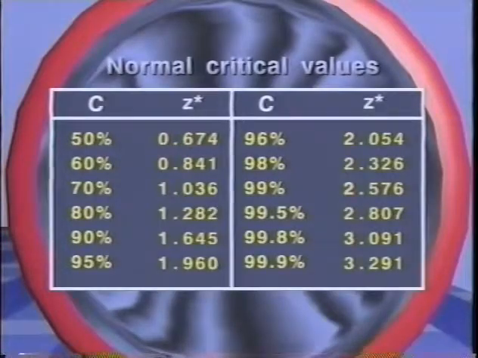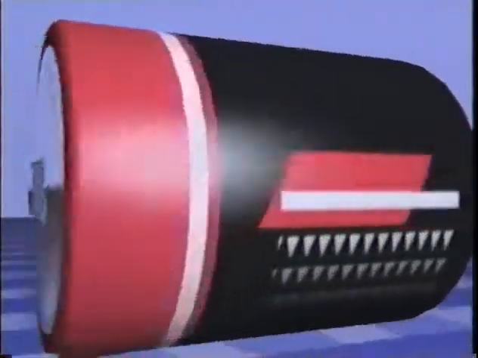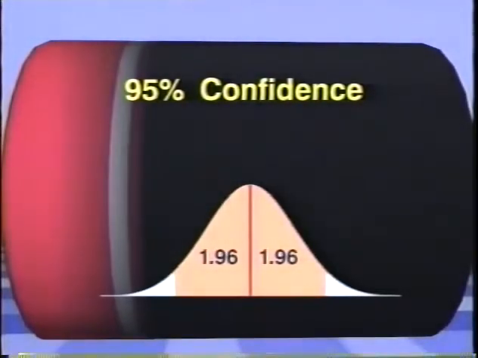The table shows the z-star values for several different confidence levels C. For 95% confidence, the table gives z-star equals 1.96. That's a bit more exact than the 2 we get from the 68, 95, 99.7 rule. So the margin of error extends 1.96 standard deviations on either side of the estimate x bar.